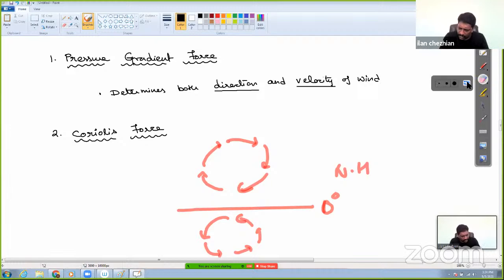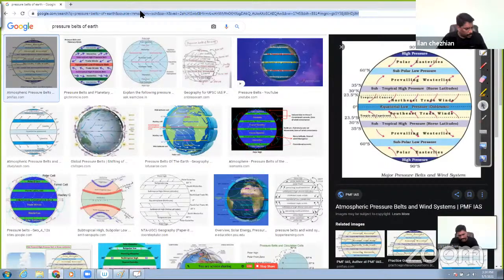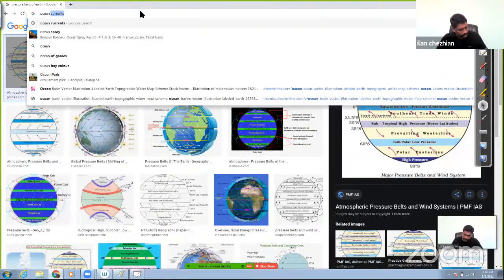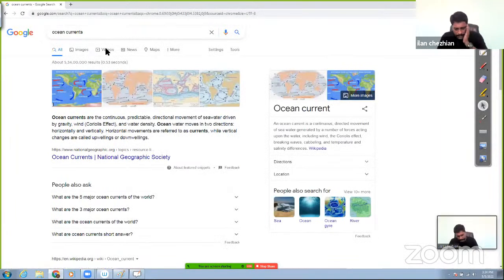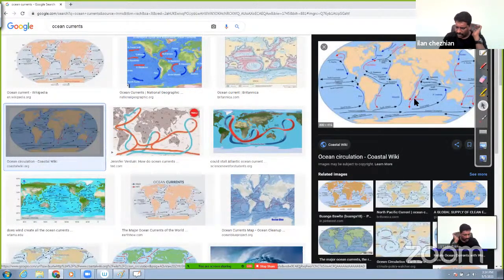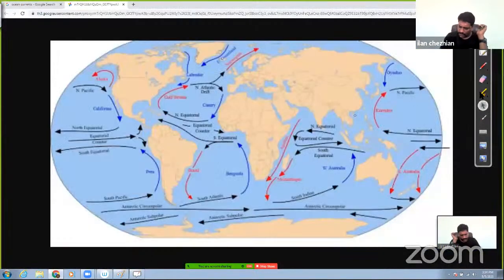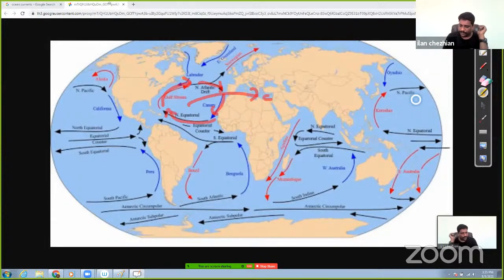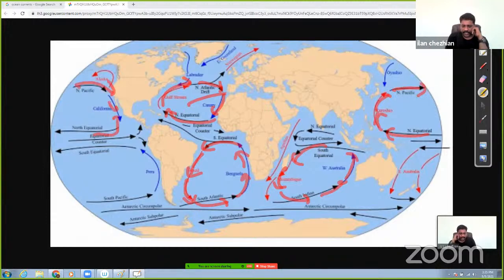That's the reason. Plenty of places you can find it, my friend. For example, yesterday we talked about ocean currents. Take a very close look at this ocean currents map. If you're there in the northern hemisphere, the deflection is right, and you find a clockwise direction. If you're there in the southern hemisphere, the deflection is towards the left. Northern hemisphere, right; southern hemisphere, left. Virtually you can see it.